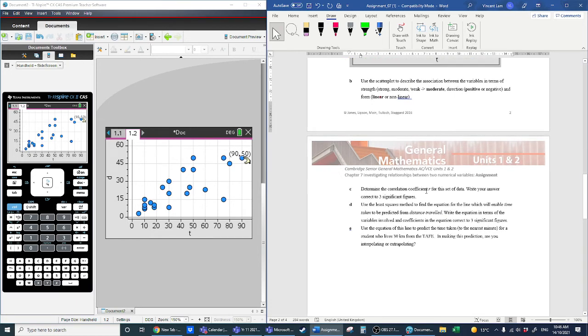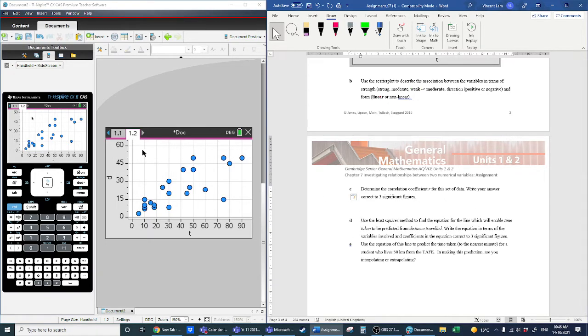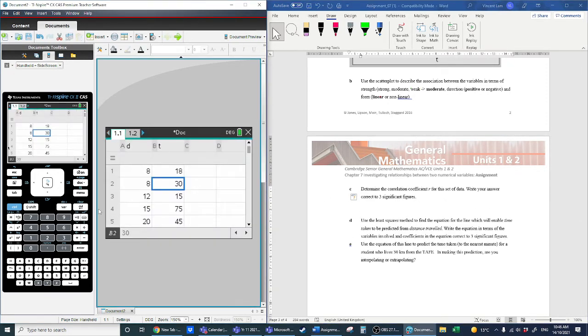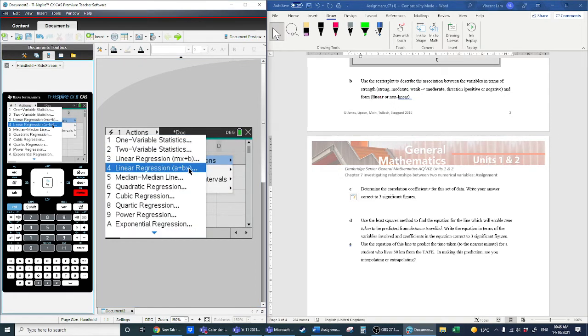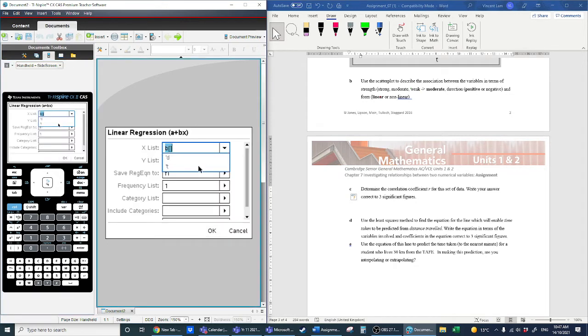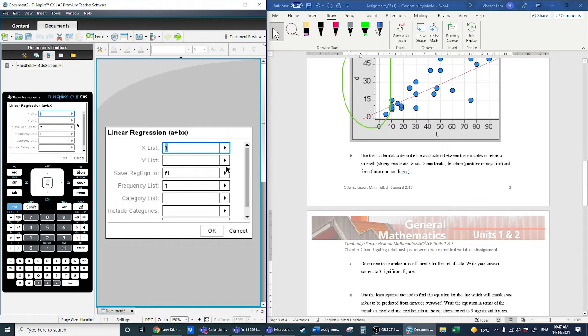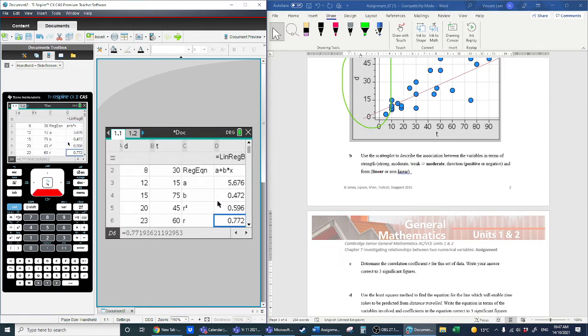Alright, determine the correlation coefficient R, and then write this to 3 significant figures. So the R value is calculated from the table. You go back to this table here, you push menu, statistics, StatCalc, linear A plus BX, which should be in your notes. If it's not in your notes, you need to re-watch every single video I've done and make notes based on those. A plus BX, your X list is T, and your Y list is D, and then here K, and then your R value is down here.